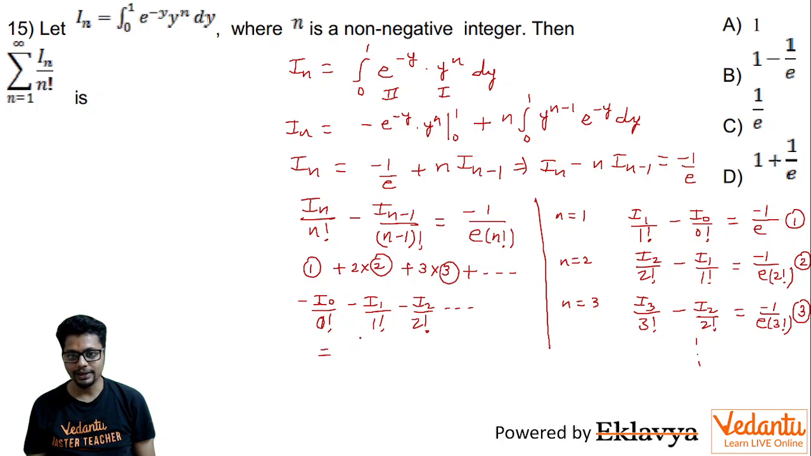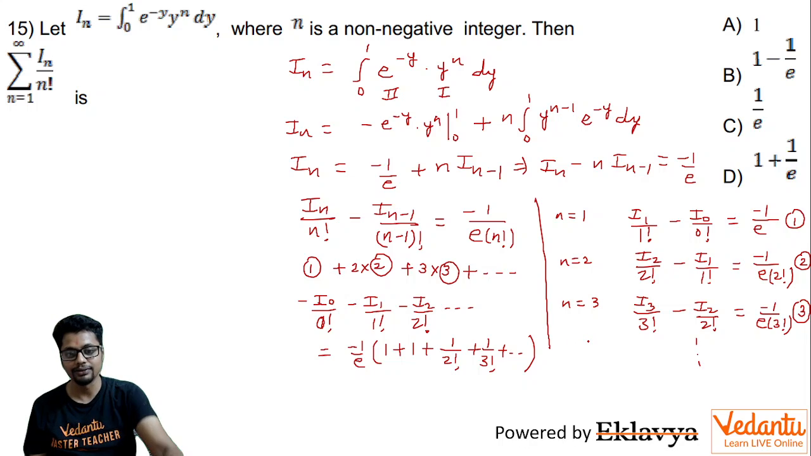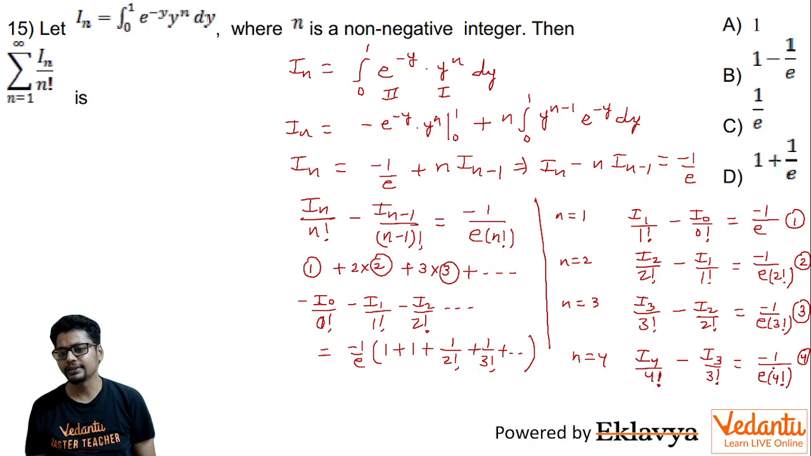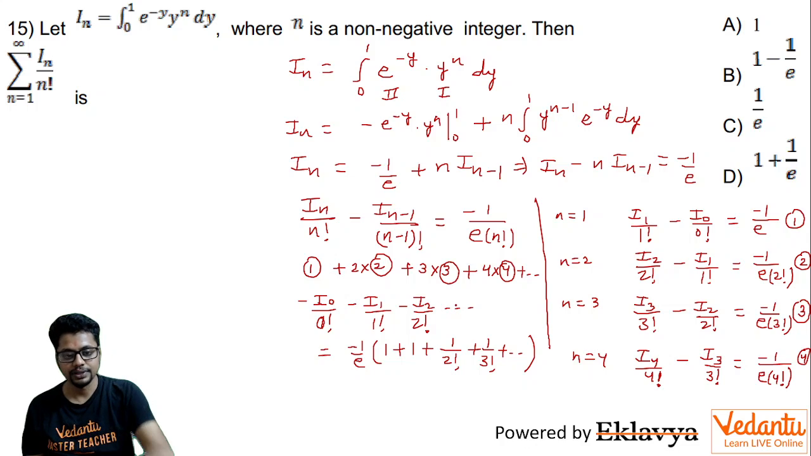The right hand side would be, if you take minus 1 common, you get 1 plus 2 times 1 by 2 factorial, which is 1 only. 3 times 1 by 3 factorial is 1 by 2 factorial. Similarly, 4 times 1 by 4 factorial is 1 by 3 factorial, so on and so forth. For clarity's sake, let me write the n equal to 4 equation also, so that it is much clearer to you. So I've written this for n equal to 4. Let's say you get the equation 4, and what you have is plus 4 times the 4th equation, and so on and so forth.